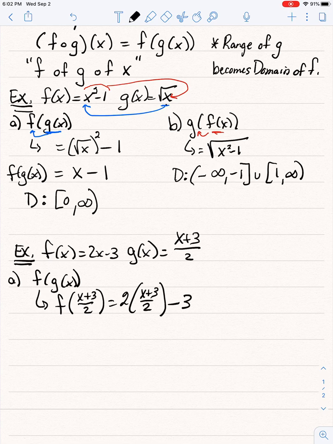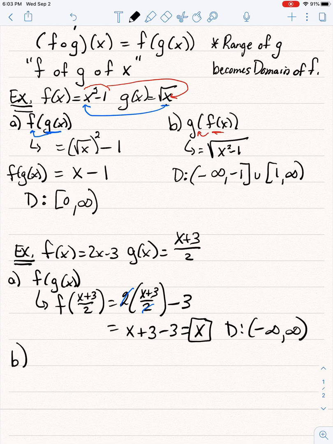In solving that, we can cross-reduce our 2's, and we'll get x plus 3 minus 3, which simply equals x. That will be our composition, f of g of x. The domain for this one is simply negative infinity to positive infinity.